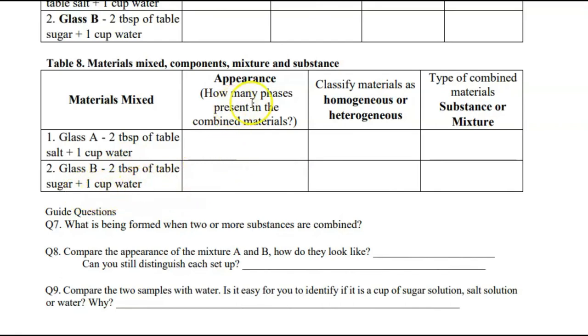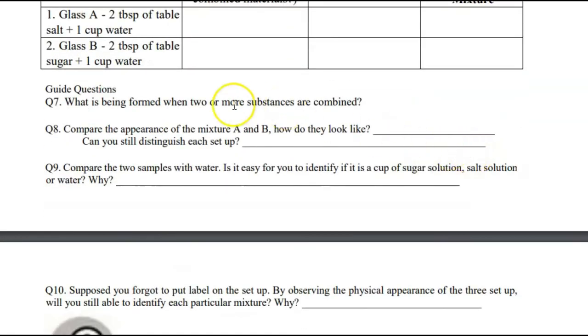Ang tanong, how many phases present in the combined materials? When we say phases, it can be solid, liquid, or gas. Is it homogeneous or heterogeneous mixture? Is it a substance? Again, substance, it can be element or compound, or mixture, right? Guide questions. What is being formed when two or more substances are combined?